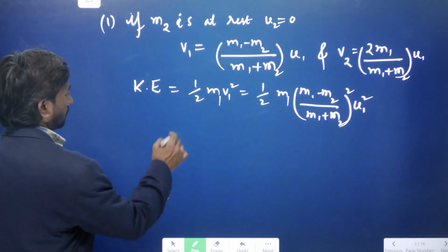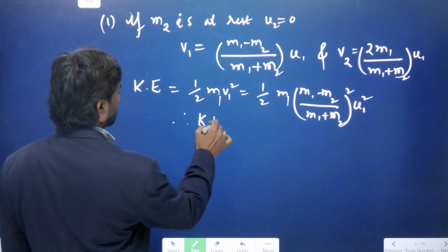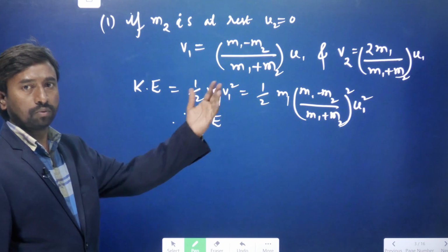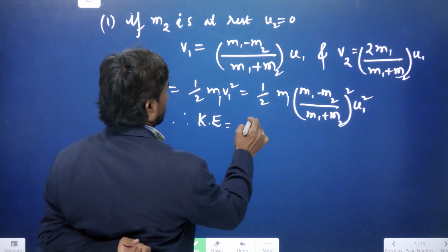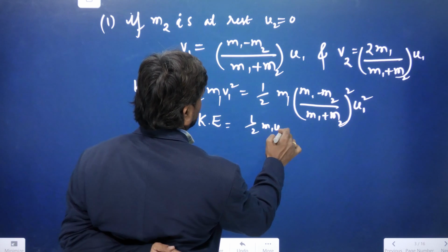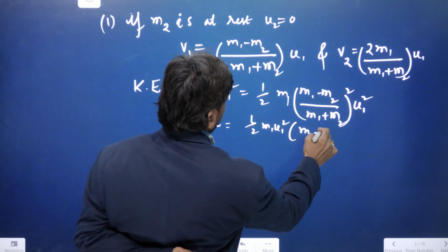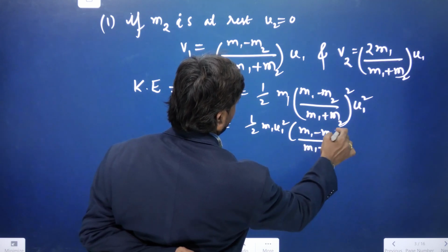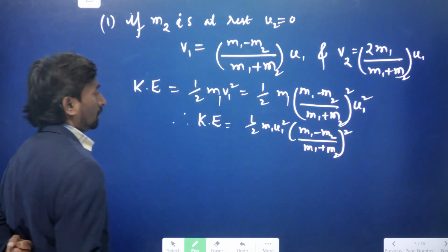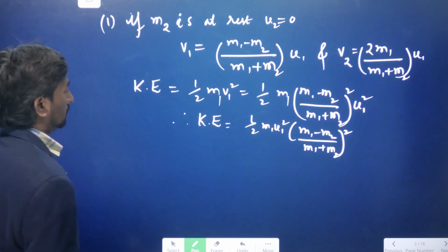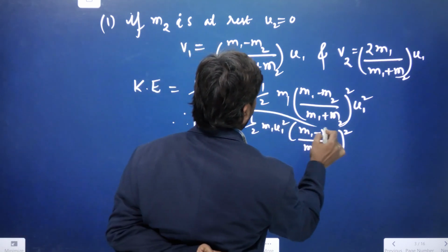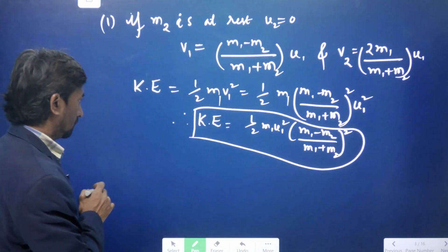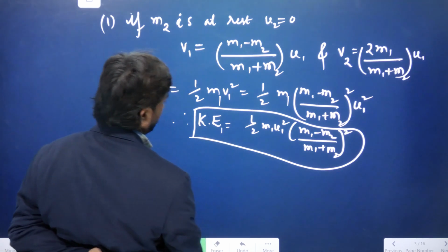Therefore the kinetic energy of the first body after collision is half into m1 u1 square into m1 minus m2 divided by m1 plus m2 whole square. This is the kinetic energy of the first particle after collision. So this is K1.